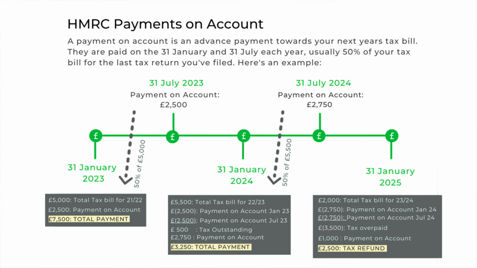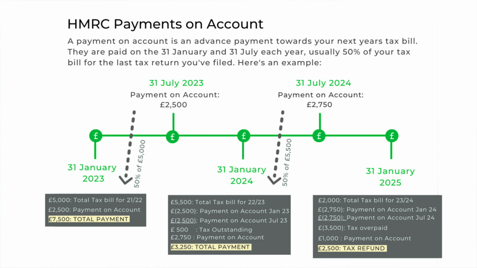HMRC may want to ask you for a payment on account. Now the payment on account is by far the most complicated bit about all of the tax system. But let's break it down in the simplest way. When you do a tax return, you have until the 31st of January to send that return in and make the payment.